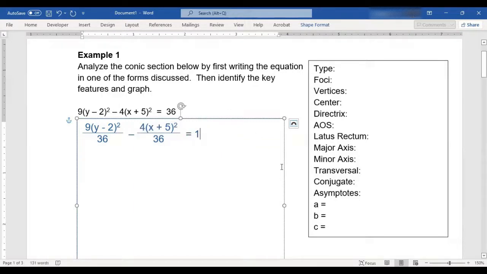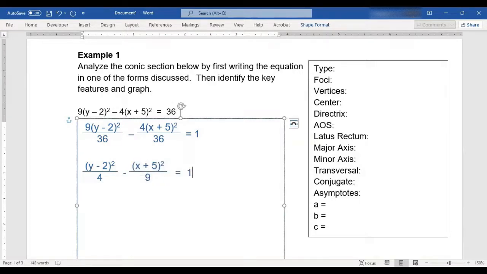Once I have that, I'm going to simplify those fractions. In particular, I'm going to rewrite it so that even if I had something like 1/9, it would be all in the denominator. 9 goes into 36 4 times, so we end up with y minus 2 squared over 4, minus x plus 5 squared, and 4 goes into 36 9 times.